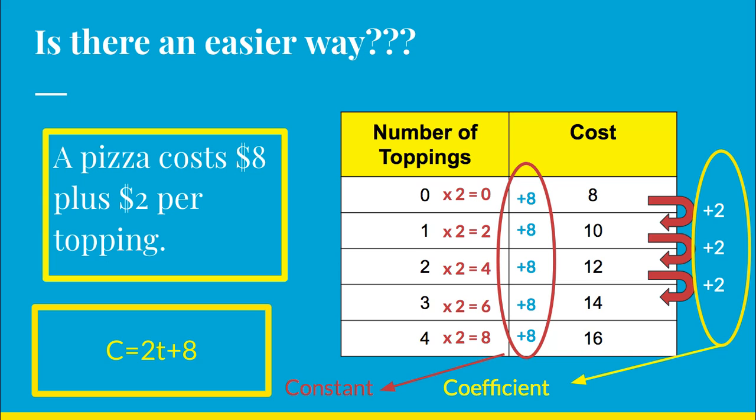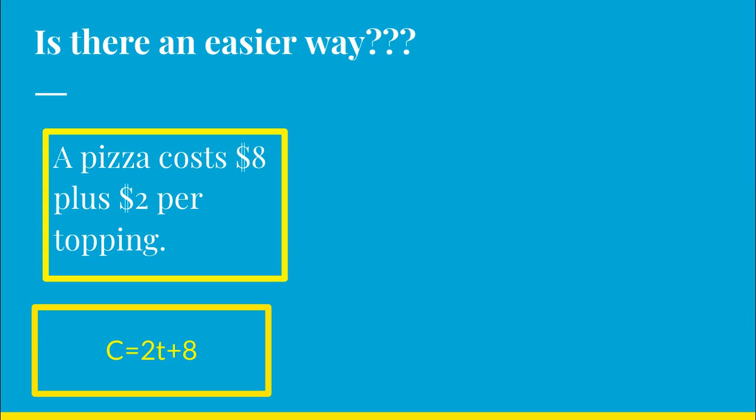What we want to look at today is there an easier way? Can you skip the table of values? And you can. So let's take a look at how to do that. Let's scrap our table of values. And let's take a look at our equation again. C equals 2t plus 8. And if I look at the problem, a pizza costs $8 plus $2 per topping.